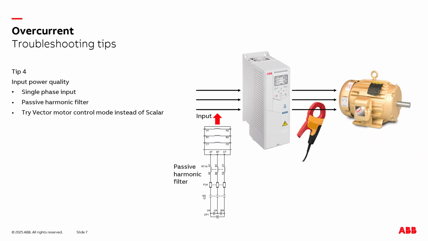And what are some of those solutions of parameter changes? One of the most simple ones potentially is to adjust the drive's motor control from scalar motor control to vector motor control. This can help resolve potential issues if you do have poor input power quality or high oscillations on your input power that could be causing random or nuisance overcurrent trips.